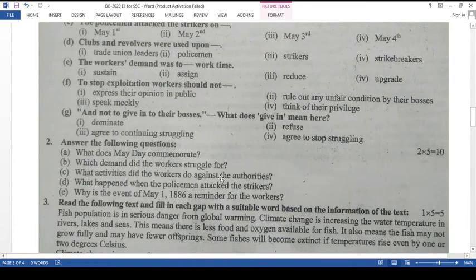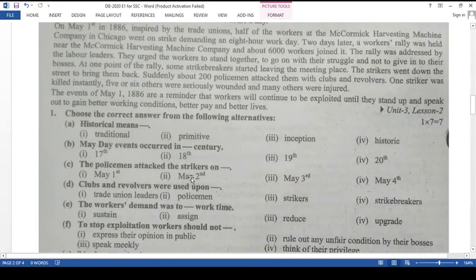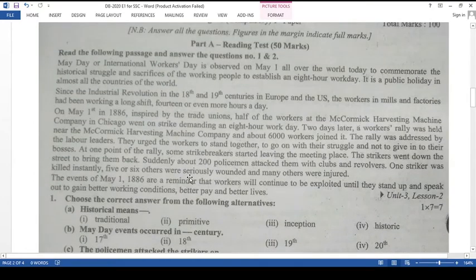What activities did the workers do against the authorities? The workers went on a strike. They made a rally. That was the thing the workers did against the authority. That means the workers went on a strike, and they also gathered together to make a rally near the company. What is the name of the company? Yes, that is McCormick Harvesting Machine Company.